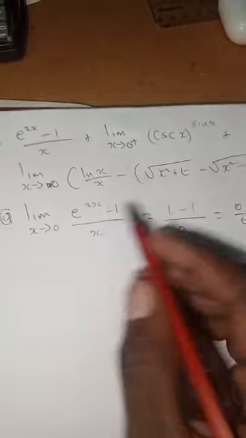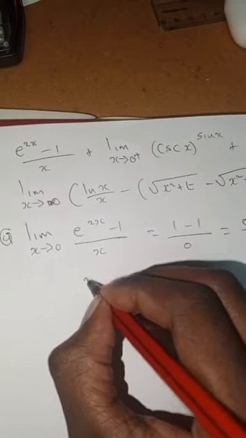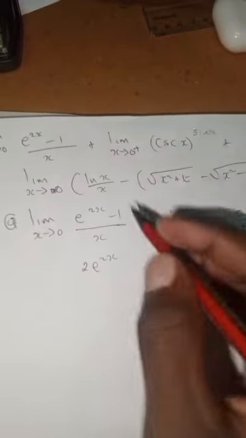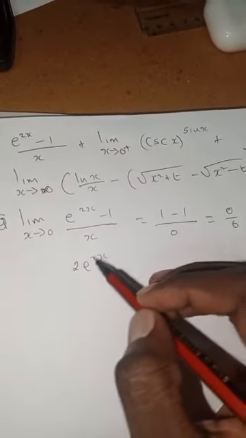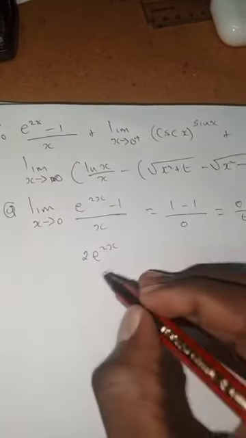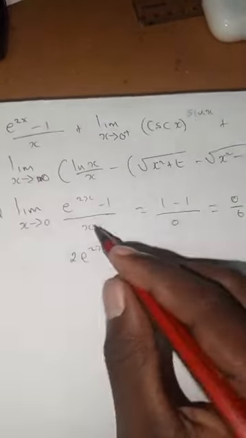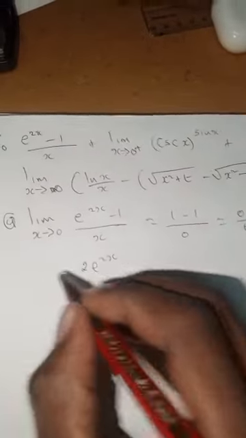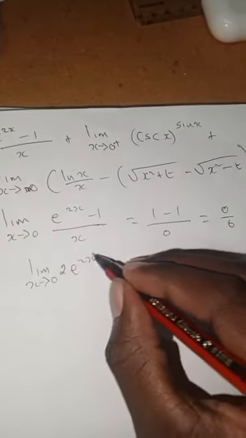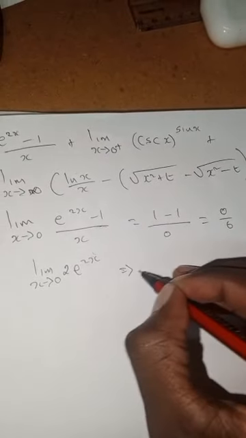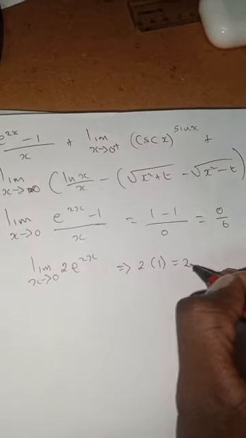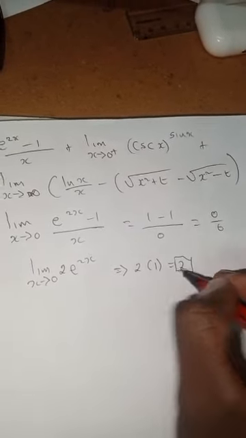If we differentiate the top part alone, we'll have 2e^(2x). That's the derivative of e to the power of something: you differentiate the power, then multiply it with the actual function. The derivative of negative 1 is 0, and the derivative of x is 1. So we just have the limit as x approaches 0. If we plug in 0 where there is x, we'll have 2 multiplied by e^0, which is 1. So for part A, we have 2.